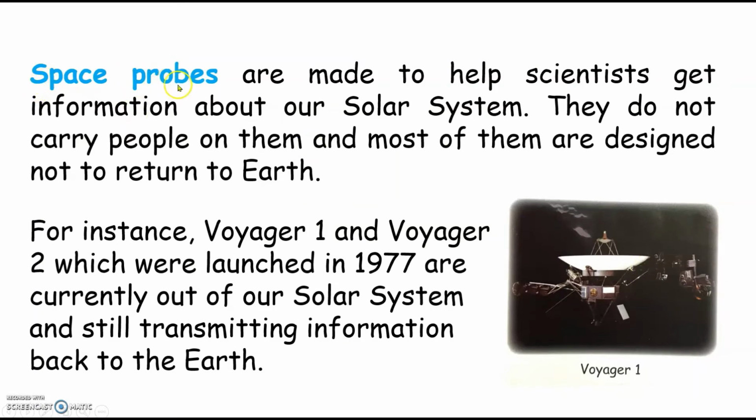Space probes are made to help scientists get information about our solar system. They do not carry people on them, and most of them are designed not to return to Earth. For instance, Voyager 1 and Voyager 2, which were launched in 1977, are currently out of our solar system and still transmitting information back to the Earth.